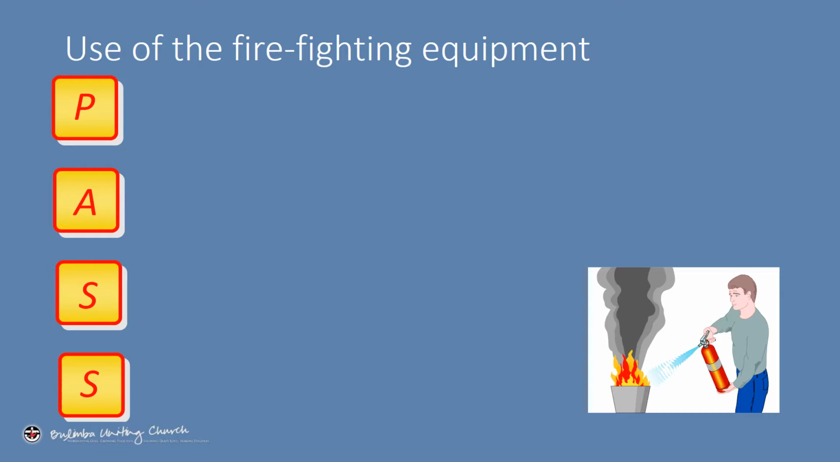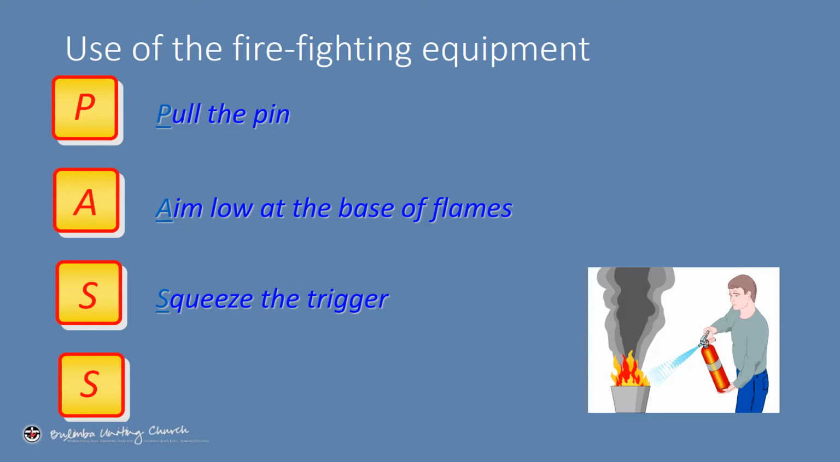To operate a fire extinguisher, remember the PASS acronym. P, pull the pin. A, aim the nozzle. S, squeeze the trigger. And S, sweep the fire side to side.